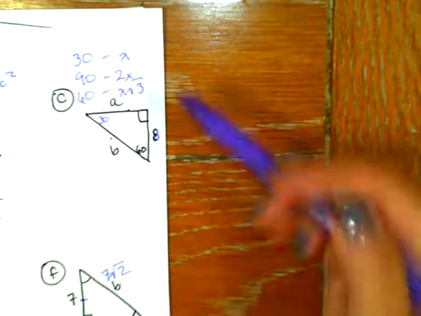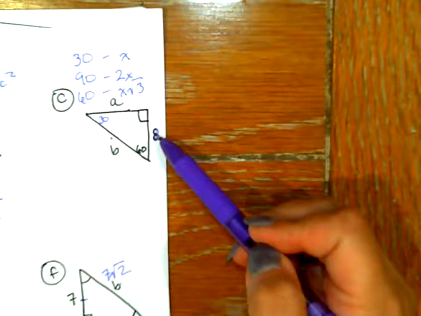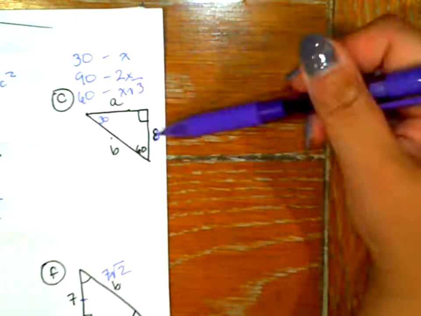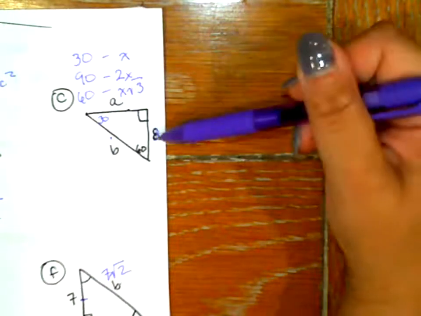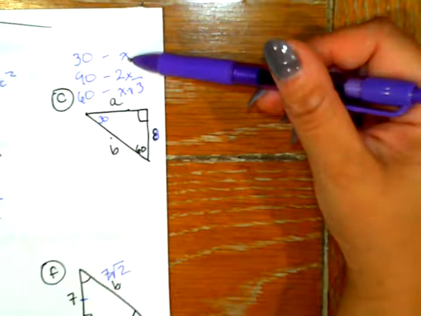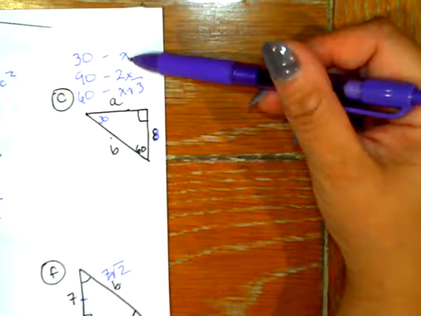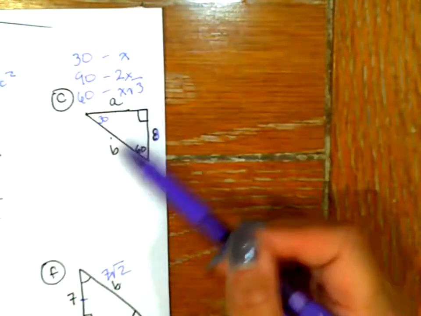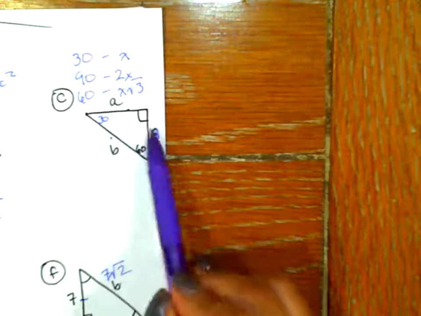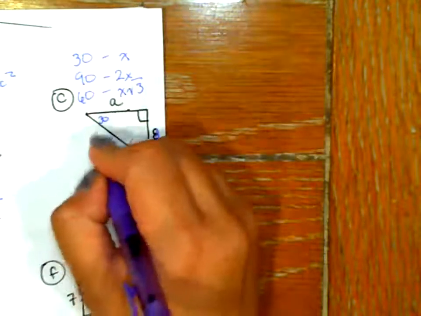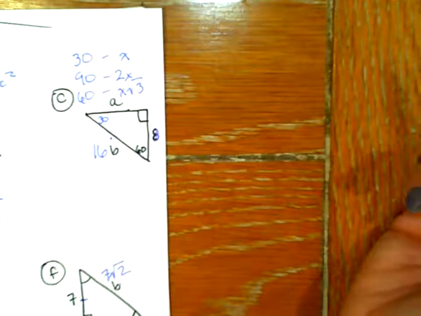So what side am I given here? I'm given the side opposite the 30. Here's this side. It's opposite the 30. So my 30 is x. To find opposite the 90, it's 2 times that. So 2 times 8 is going to get me 16 for the hypotenuse.